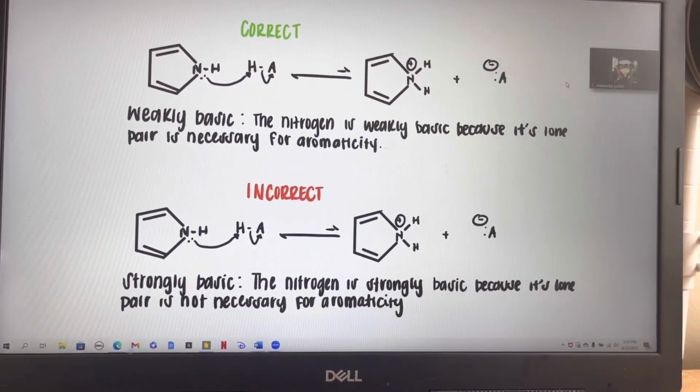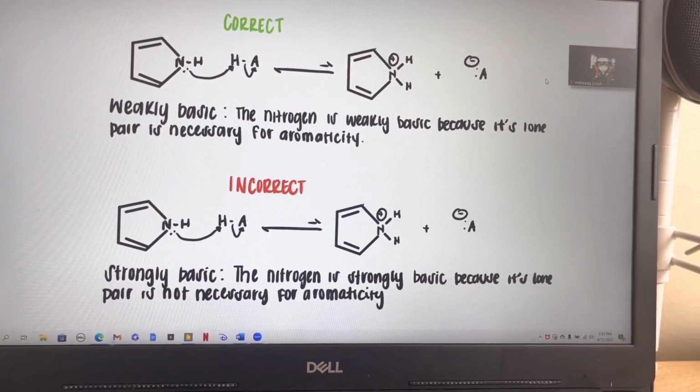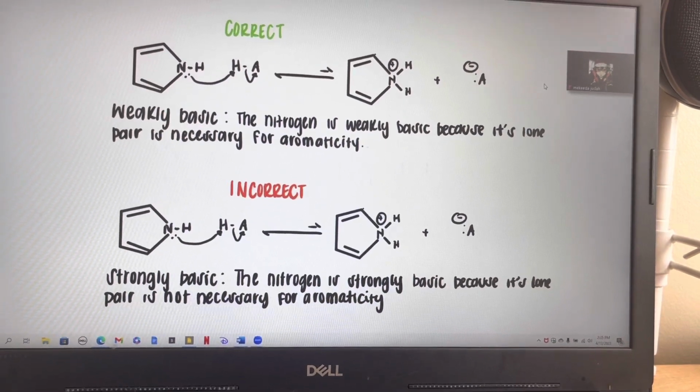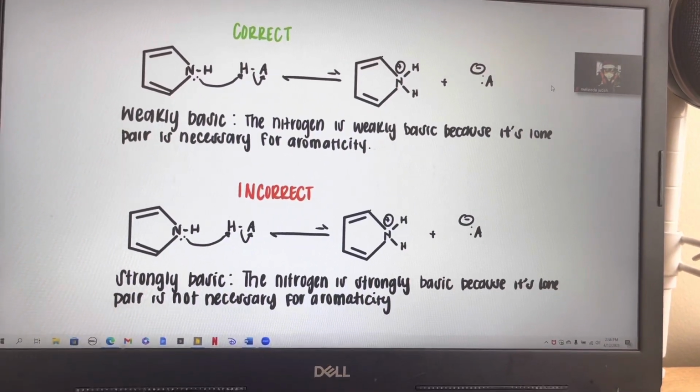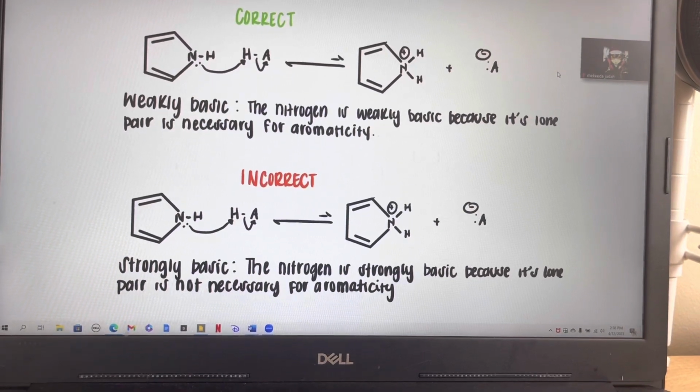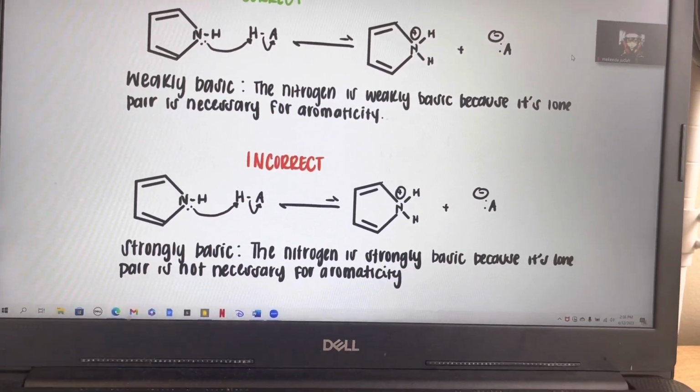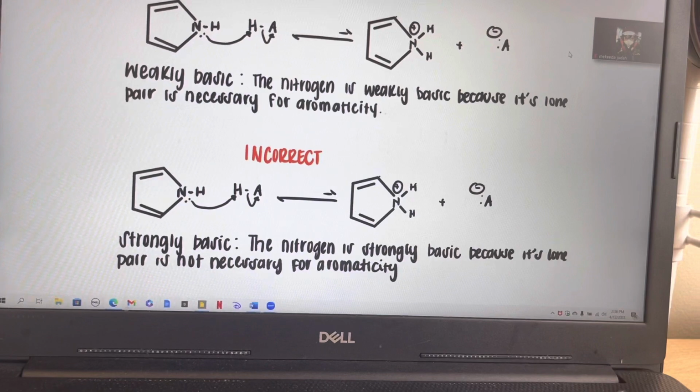So here, the first one is correct. Weakly basic. The nitrogen is weakly basic because its lone pair is necessary for the aromaticity, where the other one cannot contribute to the aromaticity, so it is strongly basic, which is wrong.